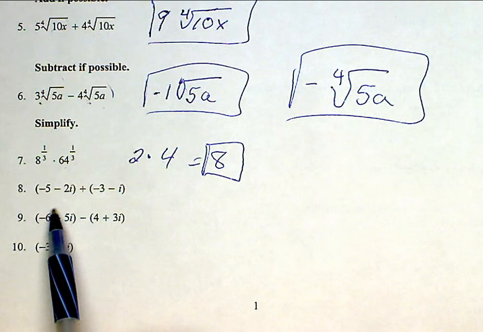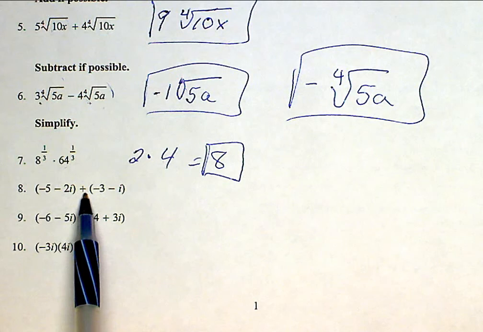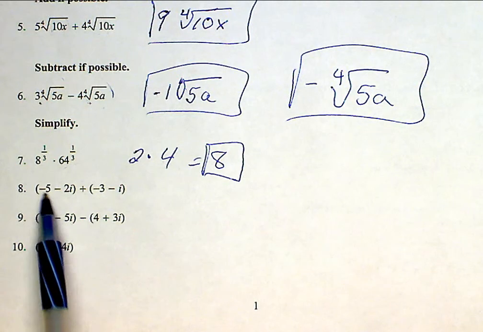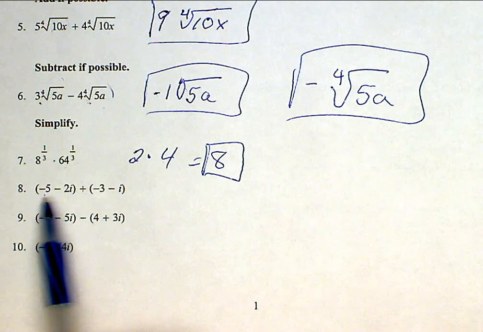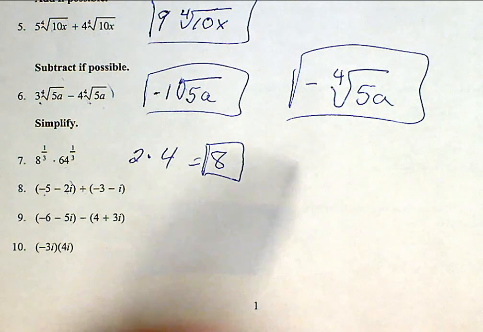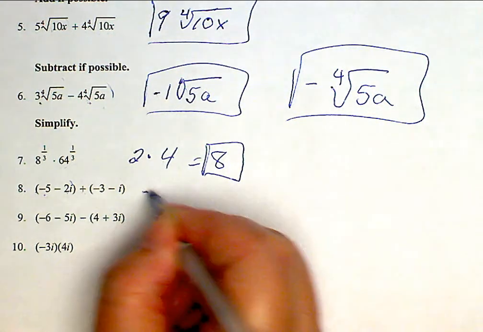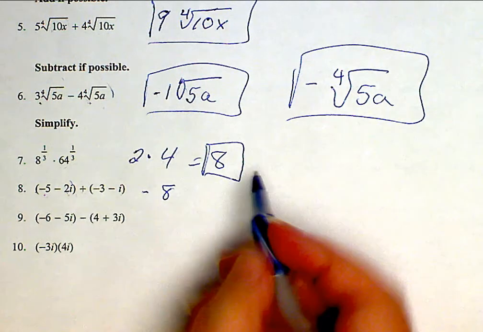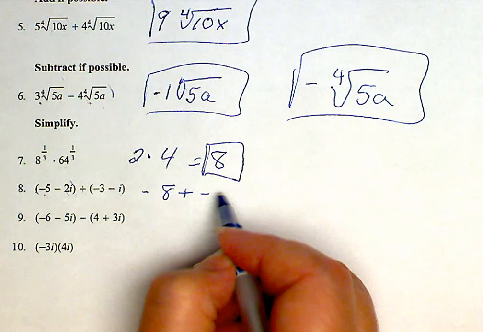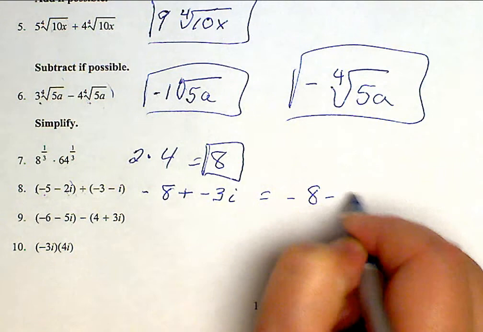Let me finish up this page, and then you guys can work on the back, and then we'll come back to that after lunch. When we are adding, remember, you only can add like terms. So i's are just like an x. Think about it like that. So you have the -5 plus your -3, which gives me a -8. -2i plus a -i would give me a -3i. So you can write it that way, or -8 minus 3i, however you want to write it.